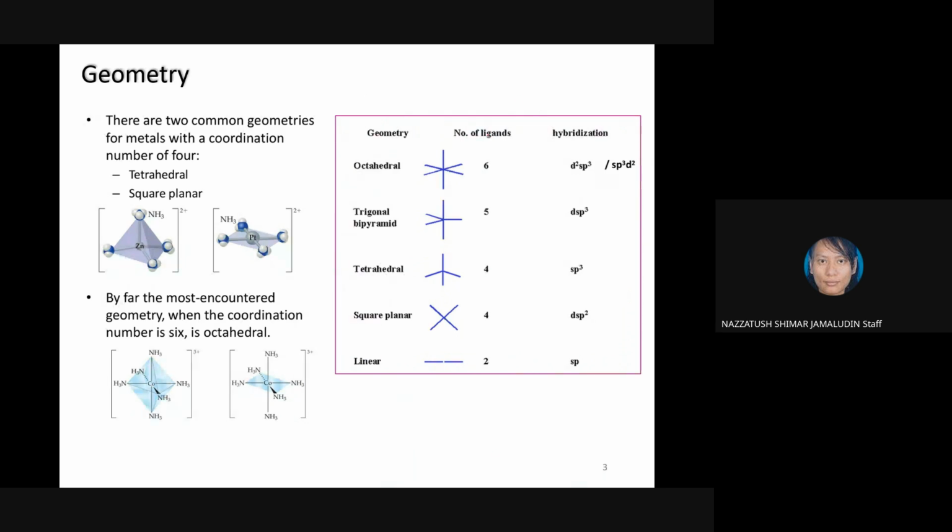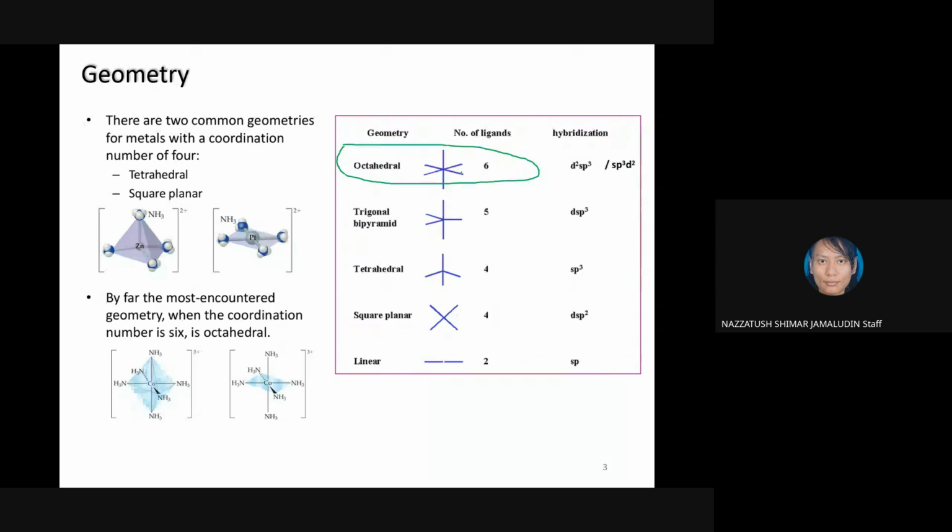So, tetrahedral, octahedral, square planar, linear, and the number of ligands. Now, number of ligands, can anyone justify what this means? When it is an octahedral, the number of ligands is 6. So what is the coordination number? 6.